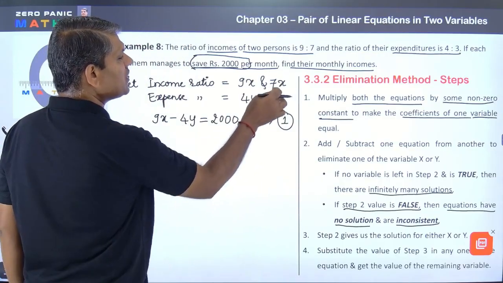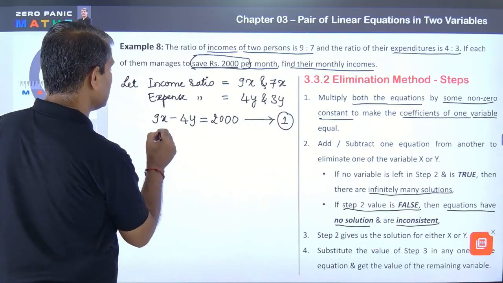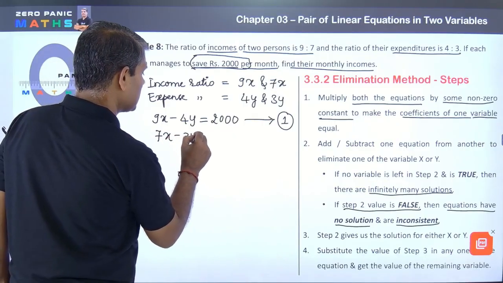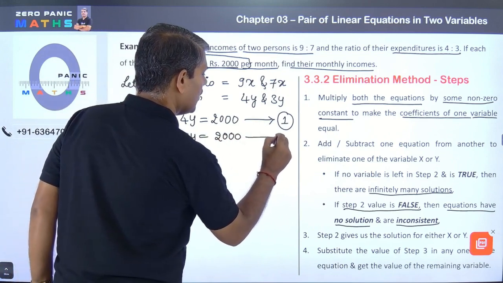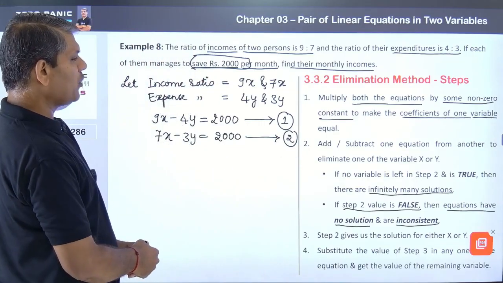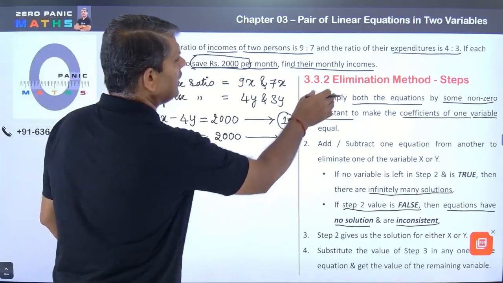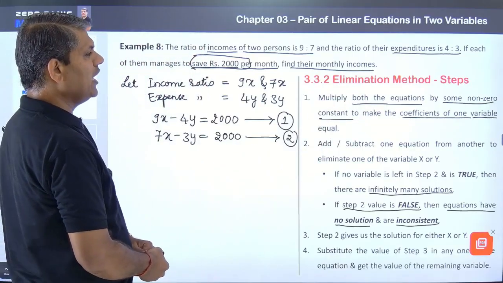Now to represent the second person's savings, 7x minus 3y is equal to 2000 again. Assume this is equation 2. Okay, now let us start with the elimination method, the steps of the elimination method.